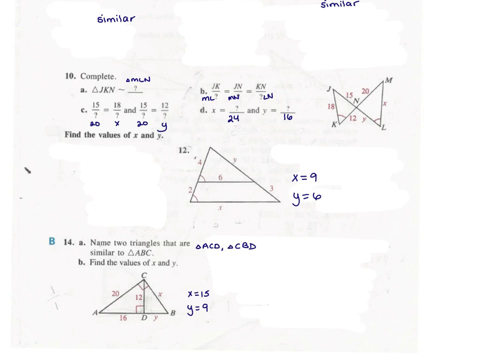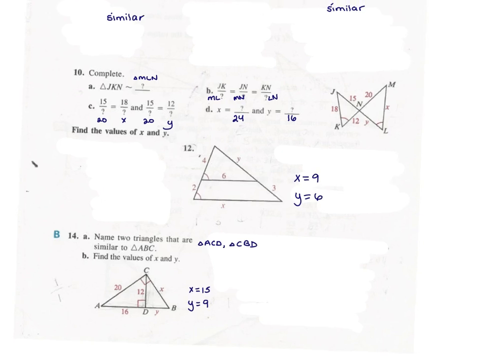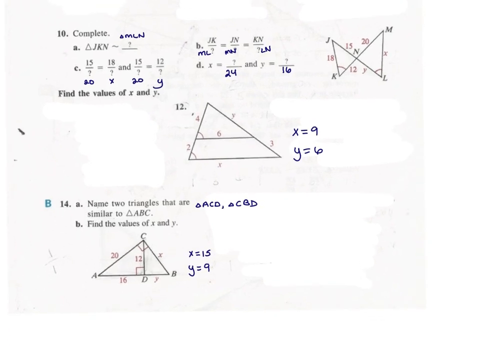C, the first question mark should be 20, second one should be X, third one should be 20, fourth one should be Y. So you're just setting up those proportions. And then D is if you actually solve them, 24 is X and Y is 16. Everybody good on that one? Okay, 12, X is 9 and Y is 6.